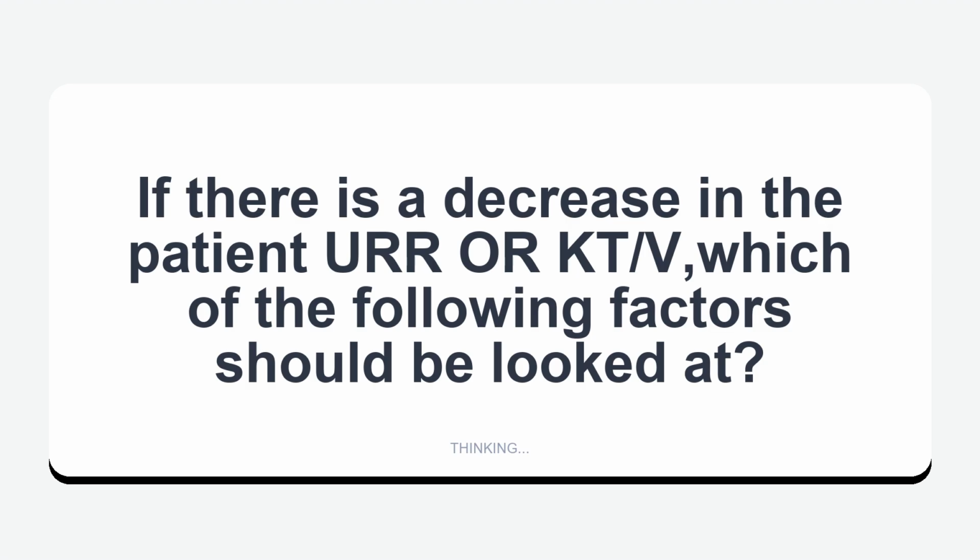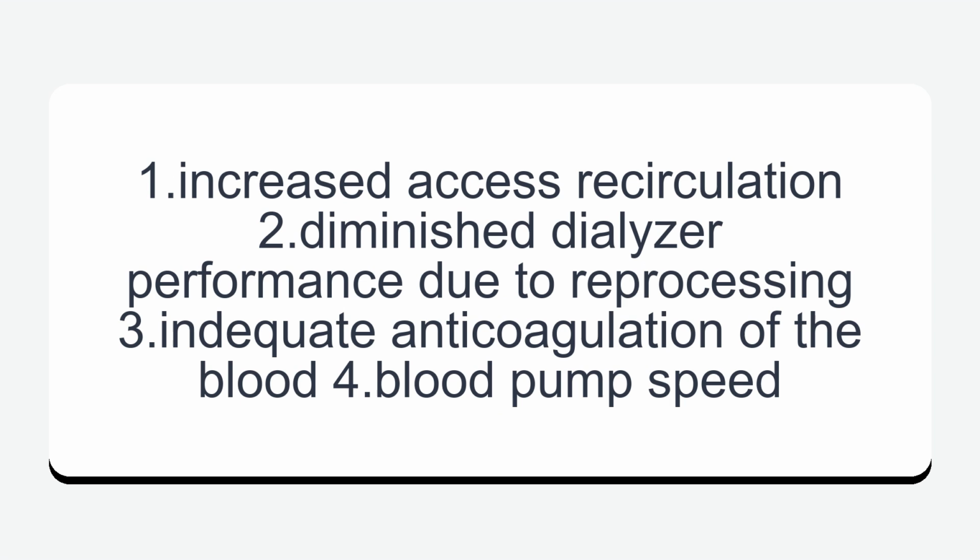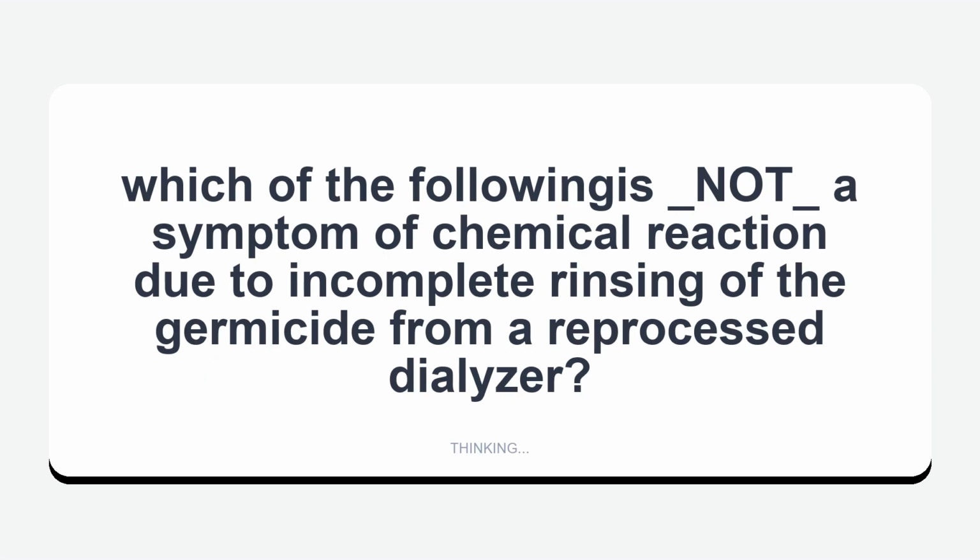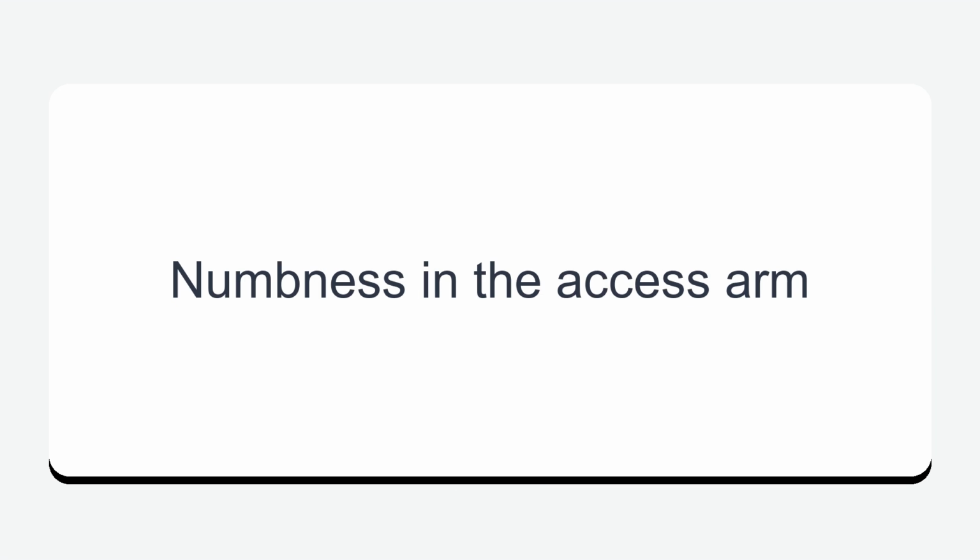If there is a decrease in the patient's Kt/V, which of the following factors should be looked at? 1. Increased access recirculation. 2. Diminished dialyzer performance due to reprocessing. 3. Inadequate anticoagulation of the blood. 4. Blood pump speed. Which of the following is not a symptom of chemical reaction due to incomplete rinsing of the germicide from a reprocessed dialyzer? Numbness in the access arm.